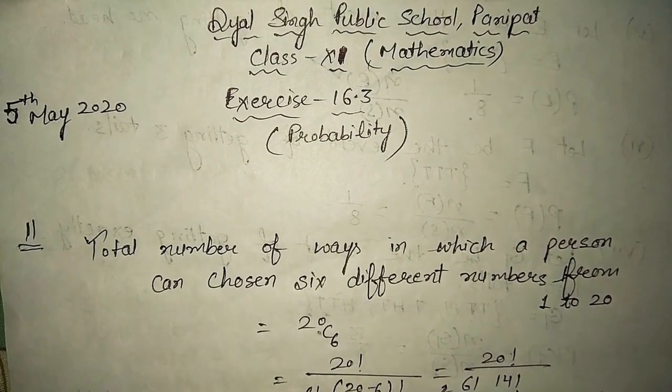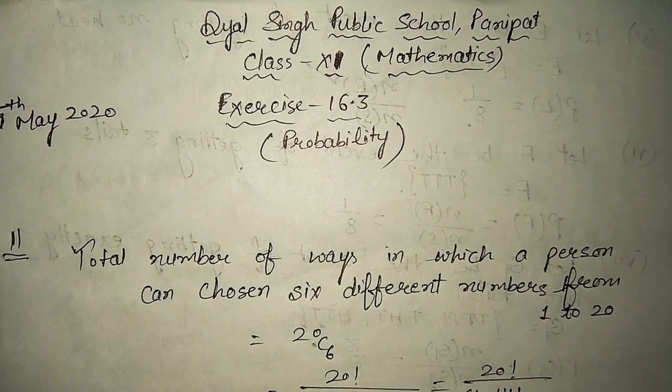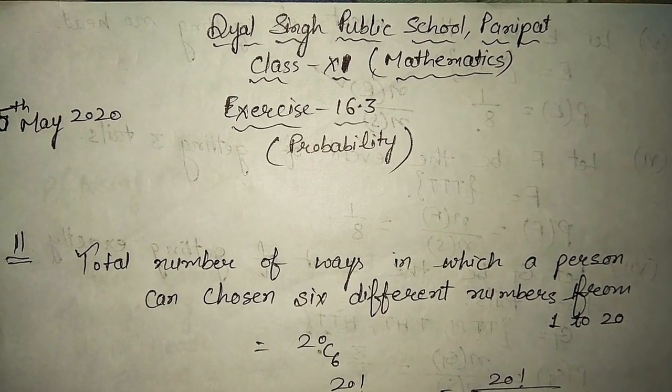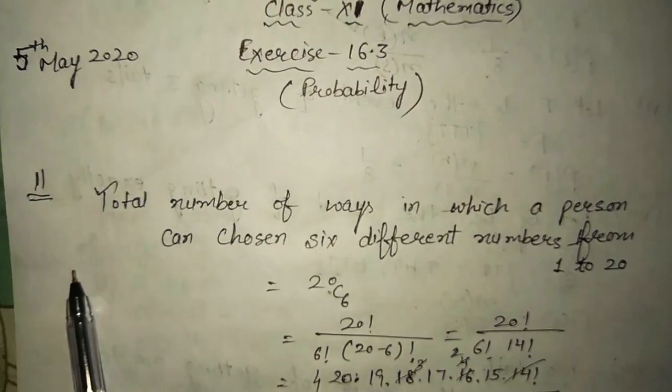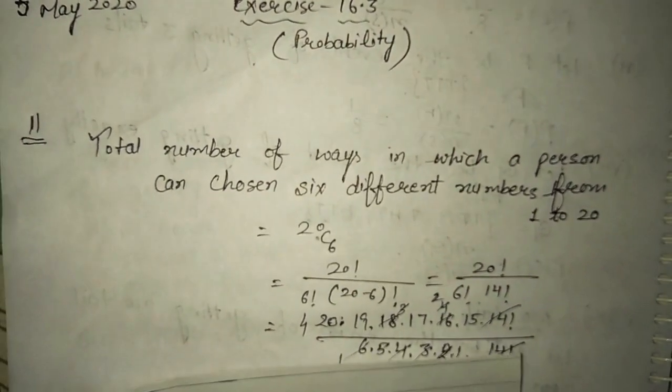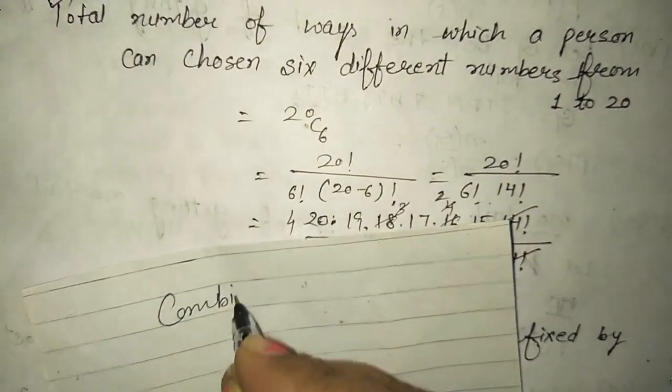Hello everyone. In the previous video we did questions 1 to 10 of exercise 16.3, and today we will discuss the remaining questions. So question number 11. Before starting question number 11, we will discuss combination. What is the meaning of combination here?